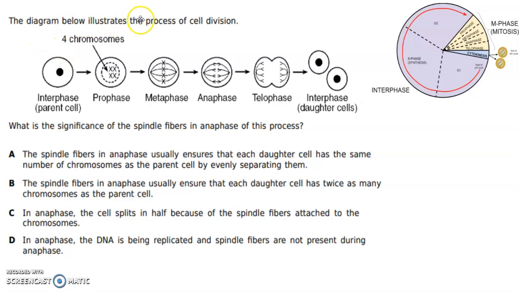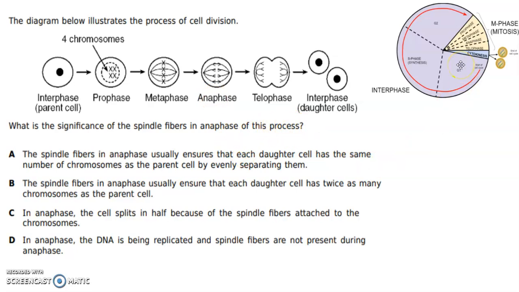Alright, the diagram below illustrates the process of cell division. So we are going through interphase, prophase, metaphase, anaphase, telophase, and interphase. Then it says, what is the significance of the spindle fibers in anaphase? So this is where we're going to be focusing to answer the question of this process.